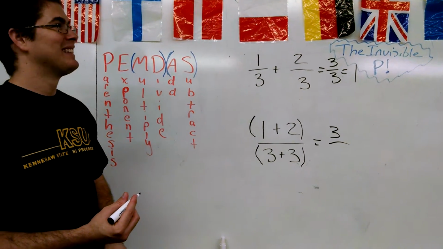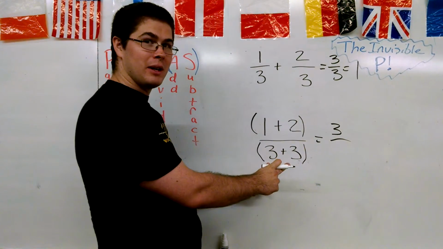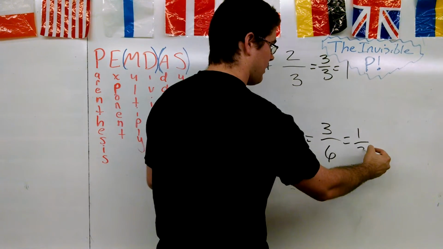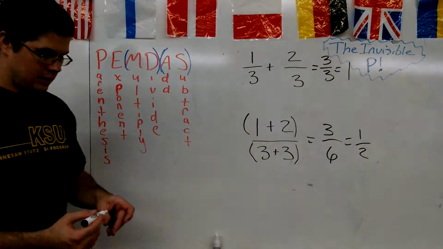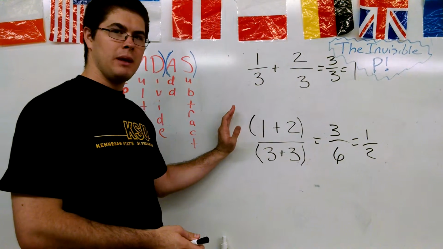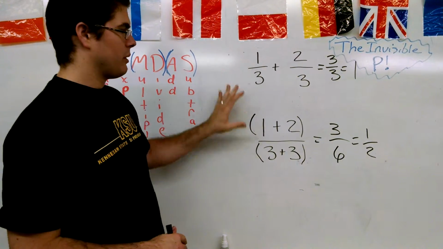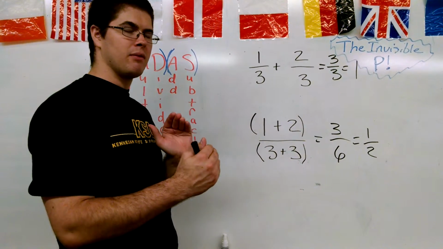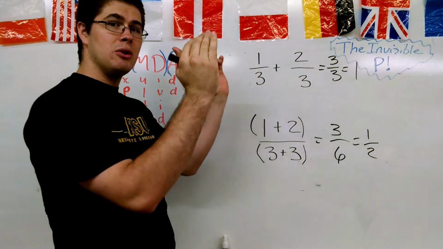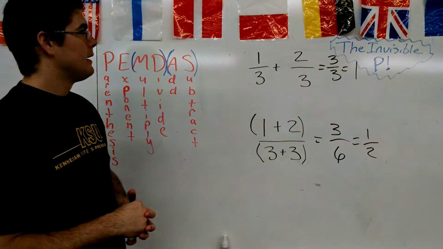Then we have here 3 plus 3, which is 6. And that gives us 1/2 if we reduce it. So we had the same operations. We just had this invisible P, which is parentheses. Just want to make sure everyone understands that. Anytime you have a fraction, if you have an expression in the numerator, you need to do that first. It's got this invisible set of parentheses around it. You need to do it first.